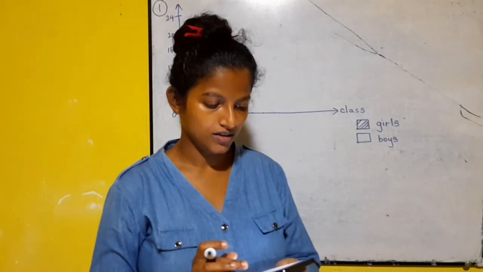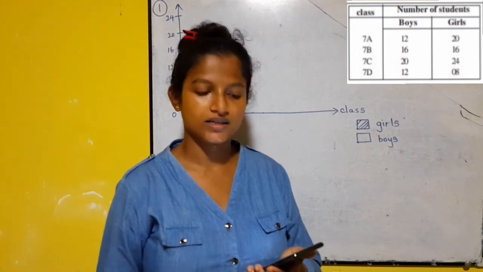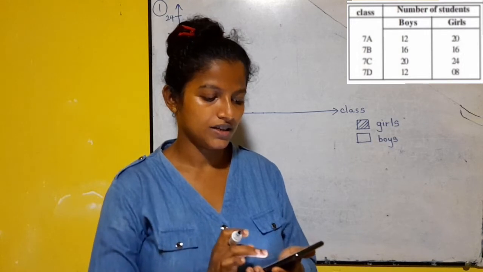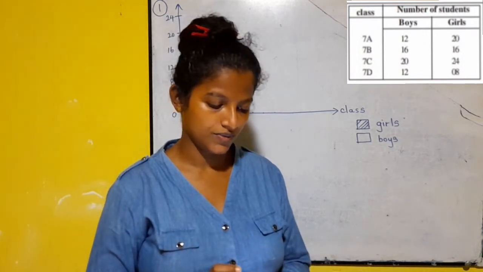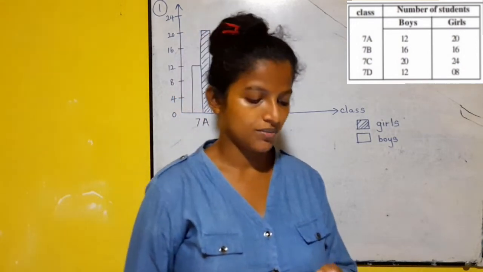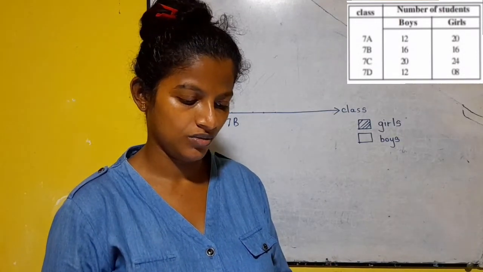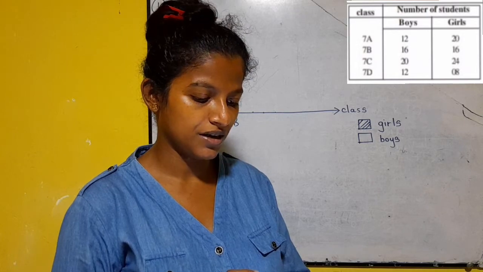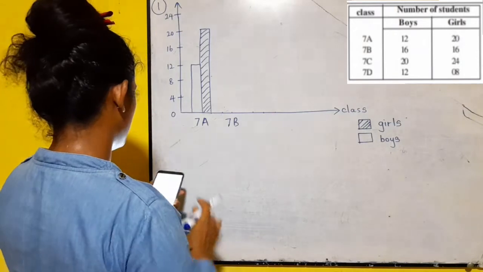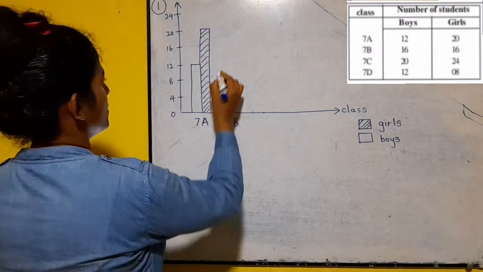Question number 1. The information collected about the number of students in the parallel classes of grade 7 in Veera Mahavidyalaya is given in the table below. In the table we are given some information. An incomplete multiple column graph drawn to complete the above information is given below. First question, complete the multiple column graph. For 7A they have marked the information. For 7B we have 16 girls and 16 boys.